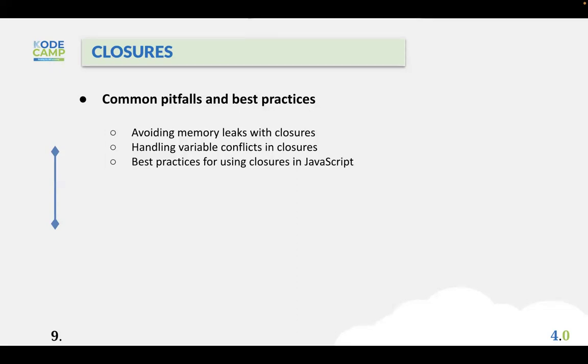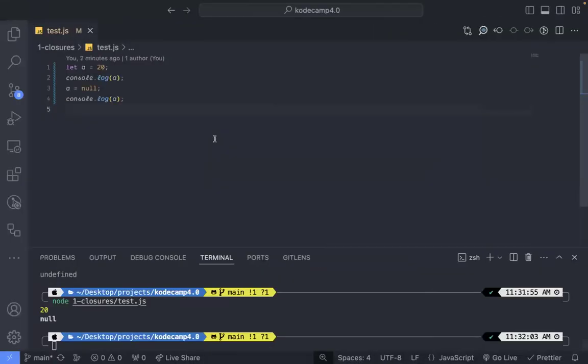If variables with the same name exist in both, this one is very important. If variables with the same name exist in both the closure scope and its outer function environment, the variable within the closure scope takes precedence.